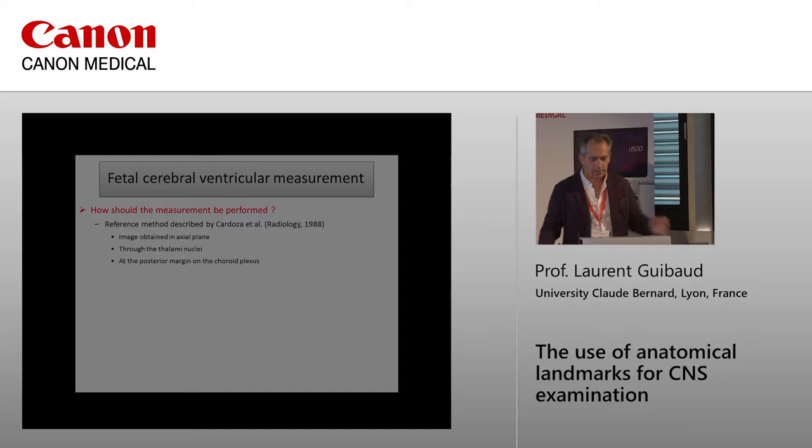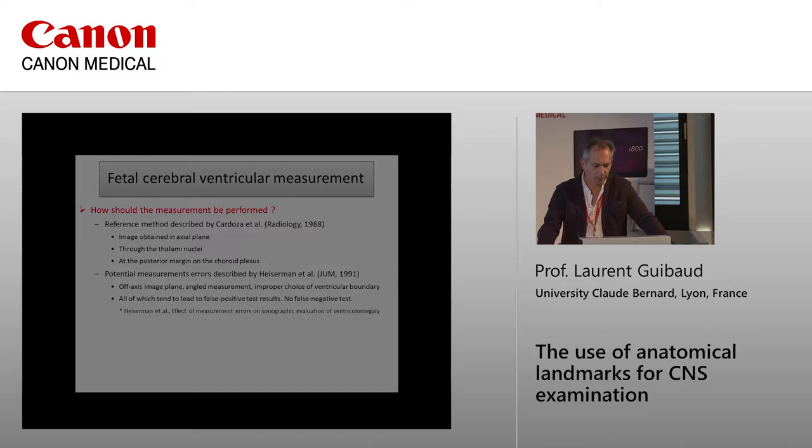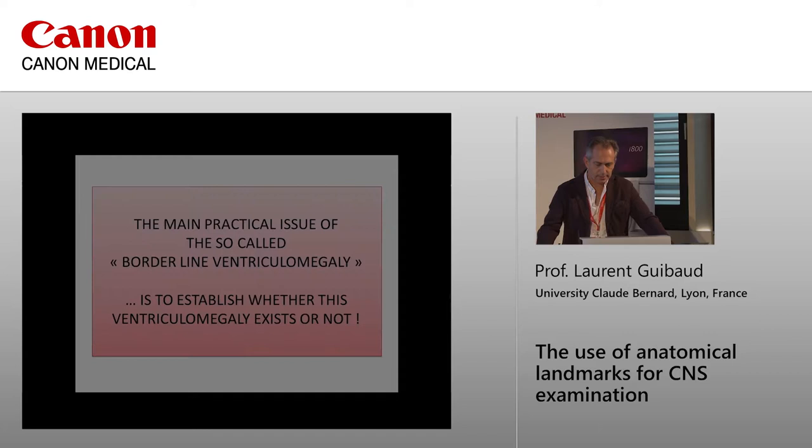But in fact, this was published in 1988, and 2 years after that, there was a publication showing that we can be off the axial plane, we can make a poor choice of the ventricular border, and all this leads to false positive results. The main question is, when you have a ventricle which is around 10 millimeters, and you call this borderline ventriculomegaly, the main issue is to know if there is ventriculomegaly or not.